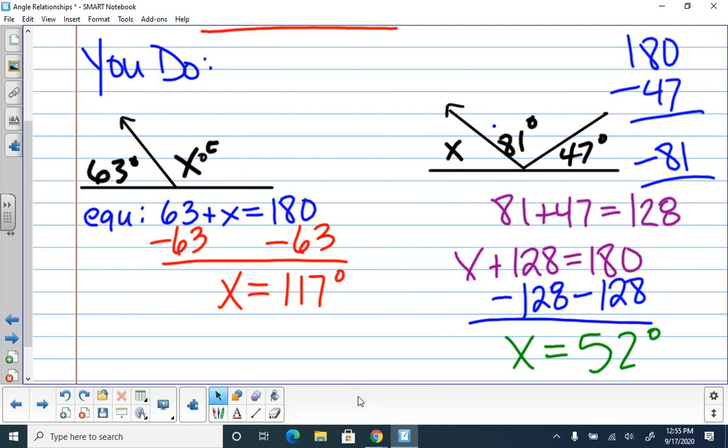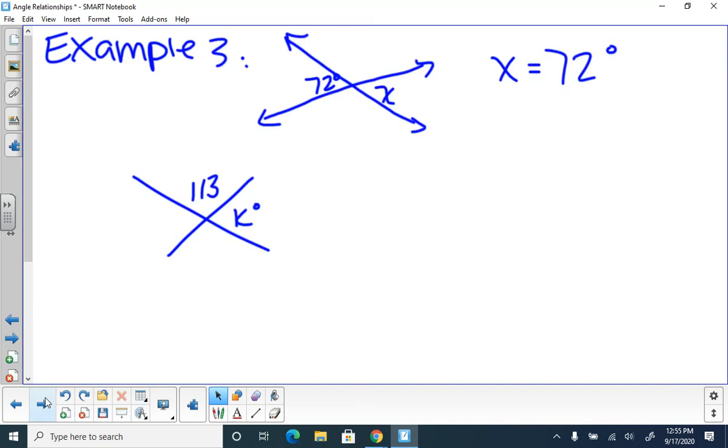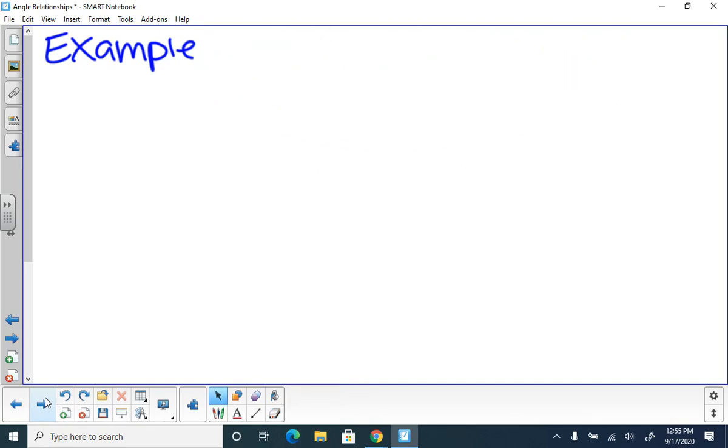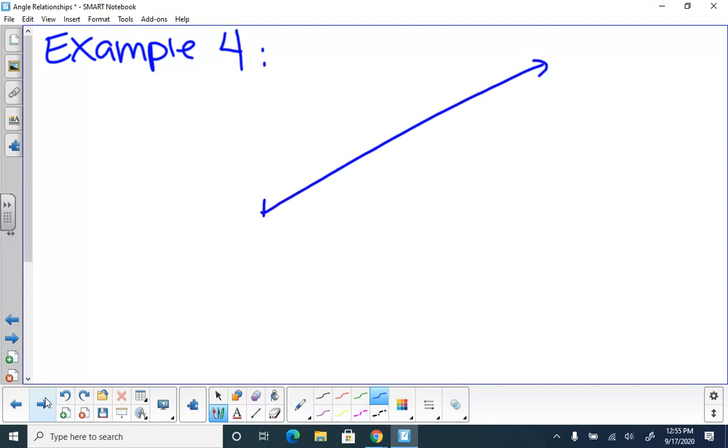All right, so we went through complementary, we went through supplementary. Let's go into this guy. We're going to erase this. Example 4. And we're going to crisscross. All right, so with this example, we're going to be working with vertical angles.